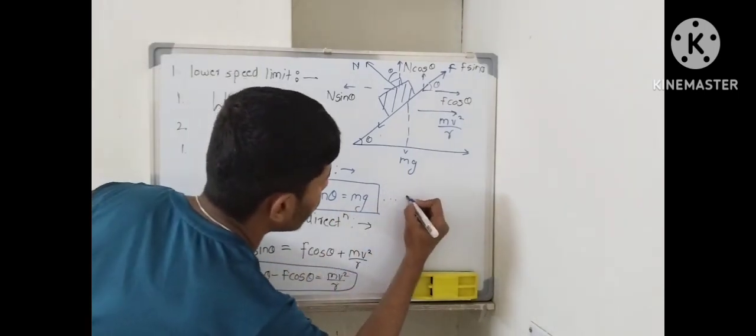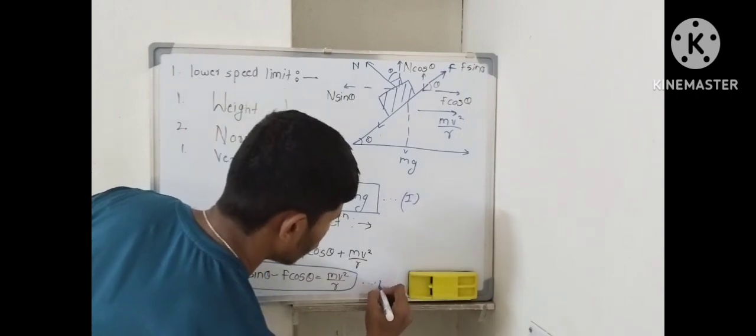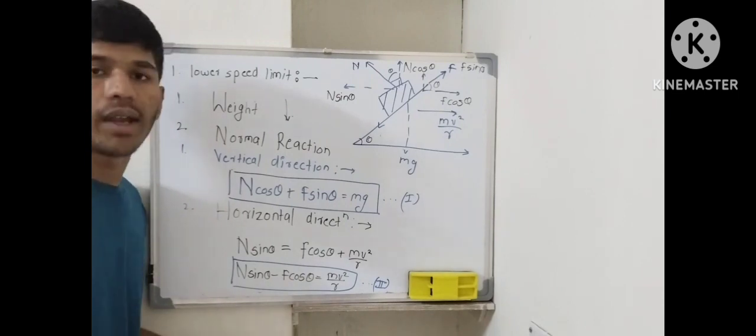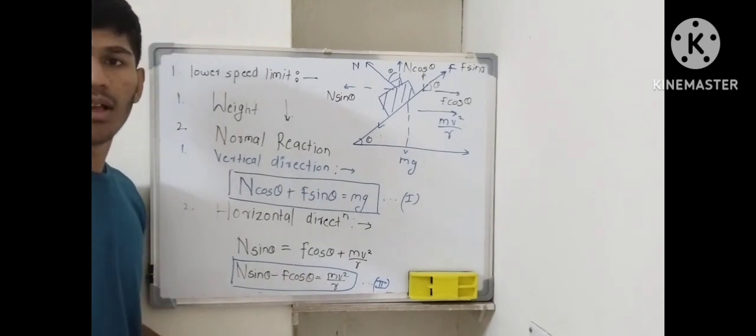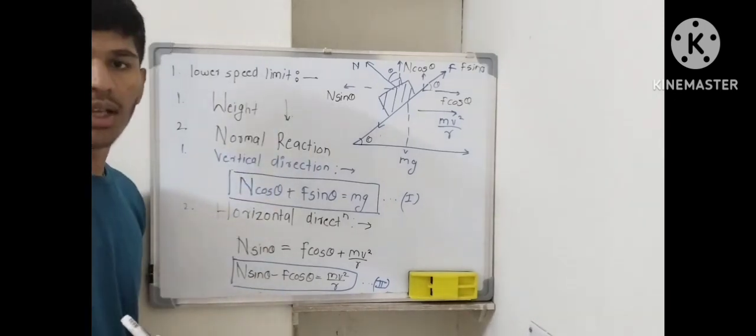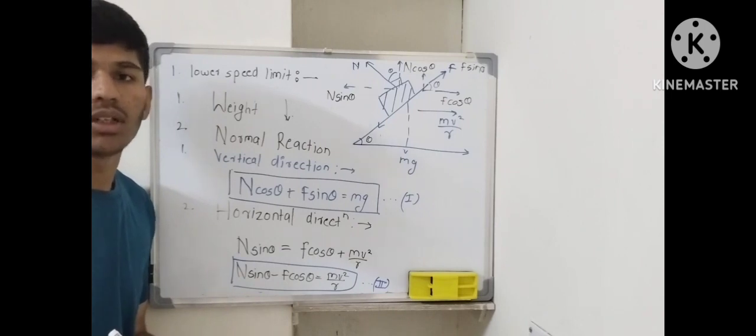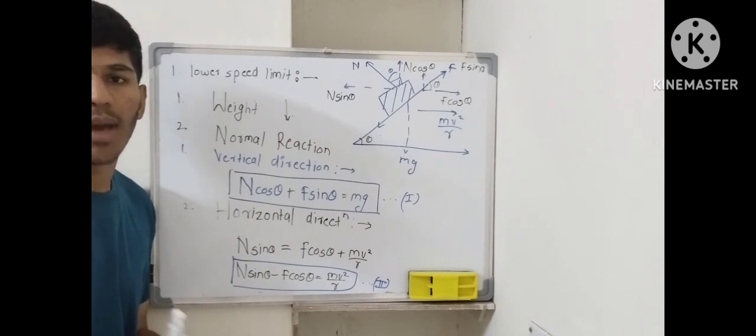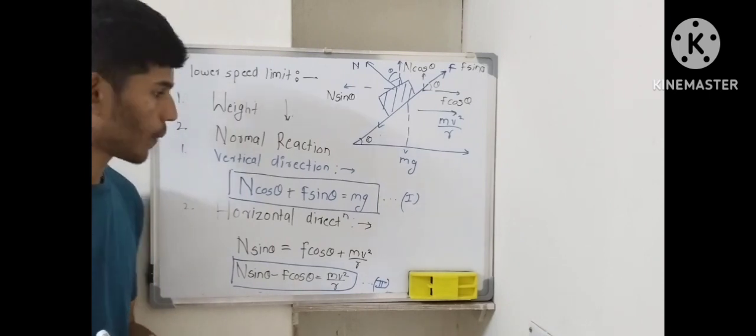Name them as equation number 1 and equation number 2. Now we will perform further operations on these two equations to find the minimum speed. To calculate the minimum safe speed, these equations are useful. In the previous lecture we calculated the maximum speed, but there we did not consider friction. In this case we are considering friction. That is why we are finding the minimum speed for the lower speed limit and the maximum speed for the upper speed limit.